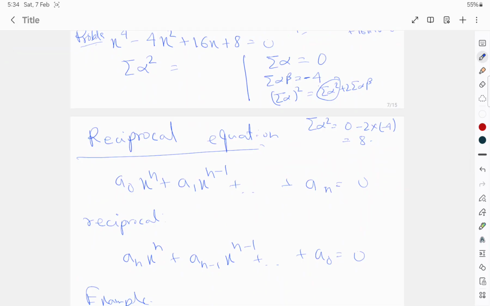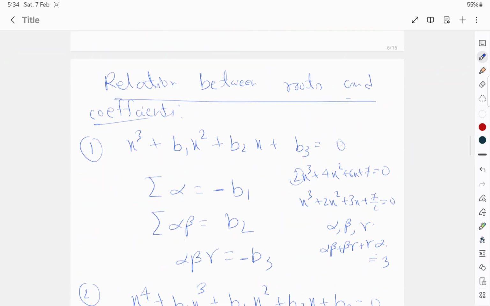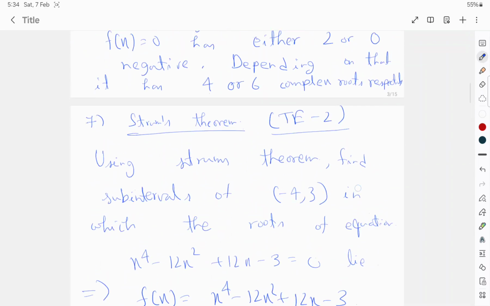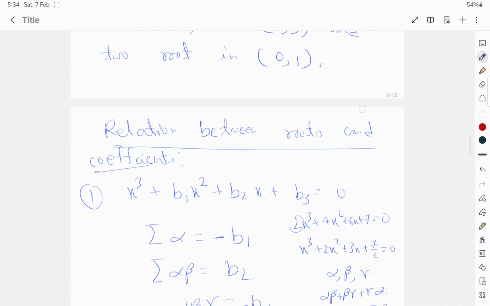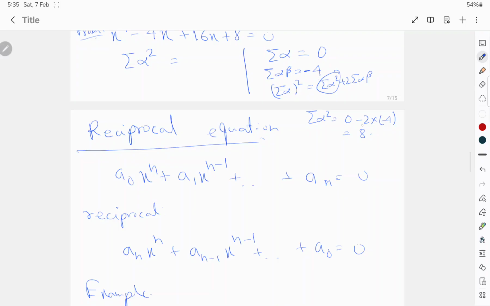Now next, you have the reciprocal equation. This is very important. I think we have written TE2, this one, or 3, this is your TE3, very important. I will consider up to 5. In this you will get, I think, 12 to 15 marks, so be prepared for that in this paper.